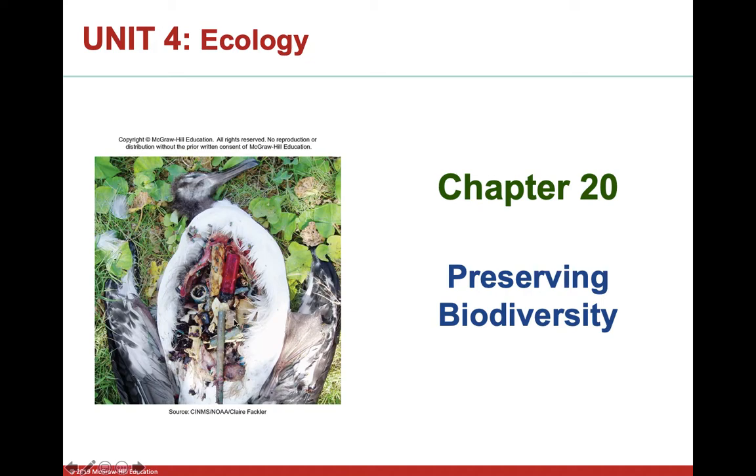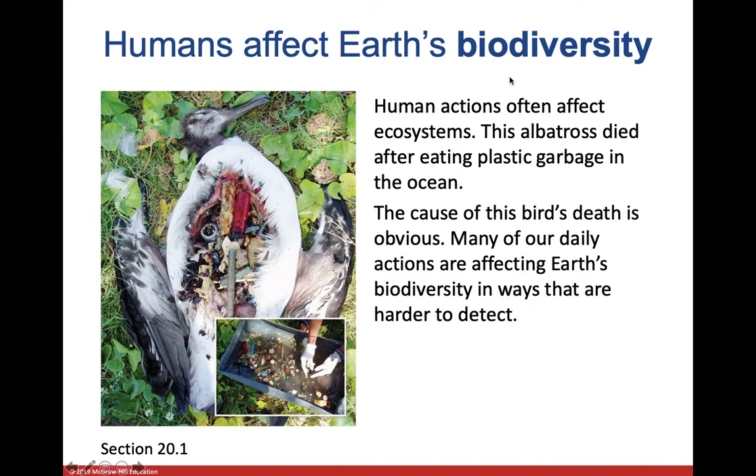A cigarette lighter, some sort of long plastic, looks like a straw, some sort of round, circular, plasticky looking thing, and all these bits of plastic that are all throughout his stomach. Now, this happens a lot. Things that we do, things that we throw out, activities that we do all throughout our daily lives have unintended consequences on the animals that inhabit the planet with us. So that's what this chapter is going to talk about.